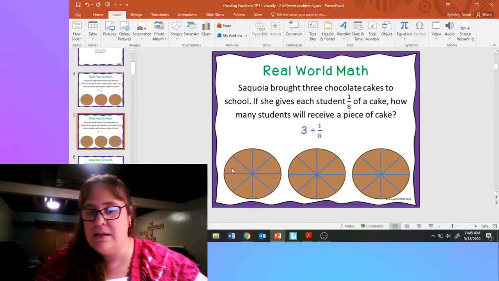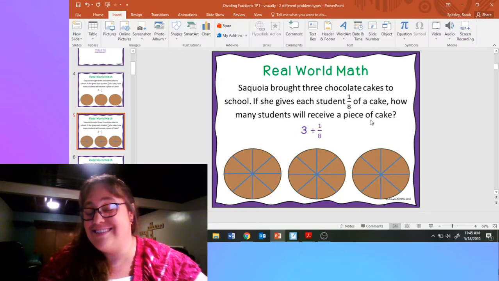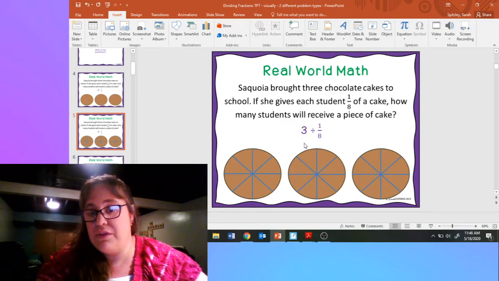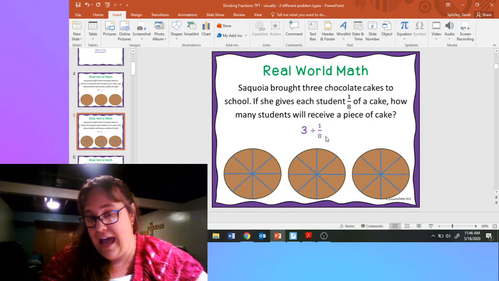It's already been cut. So starting here, it's 1, 2, 3, 4, 5, 6, 7, 8. She cut this one into 8s, and she cut this one into 8s, and then she also cut this one into 8s. Looking back then, we've got how many students will receive a piece of cake? Or another way to word that is, how many pieces of cake does she have? So you start with 3 cakes, you split them into 8s, how many pieces will you have?